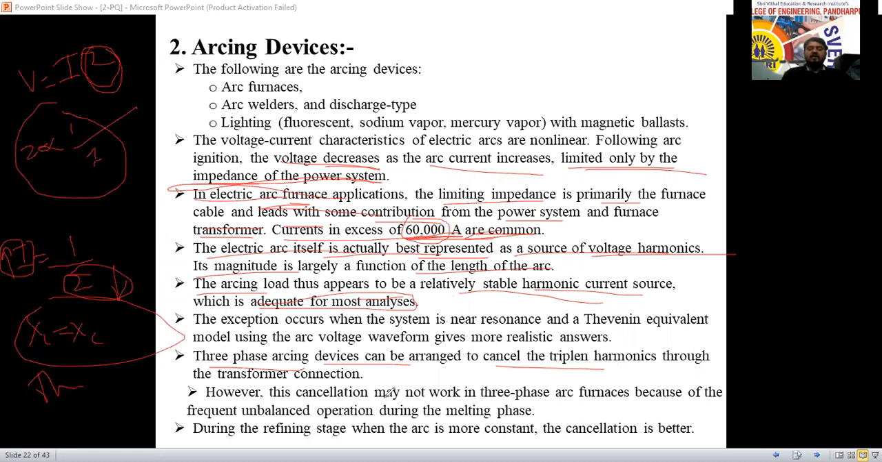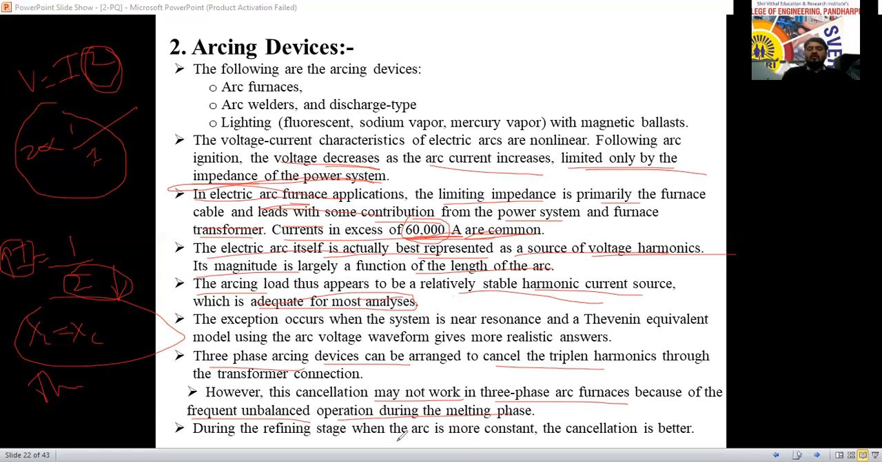However, this cancellation may not work in a three-phase arc furnace because of the frequent unbalanced operation during the melting phase. Three phases means all three phases should be in a balanced condition. Because of the unbalanced condition, this cancellation is not applicable, so the cancellation may not work in a three-phase arc system.